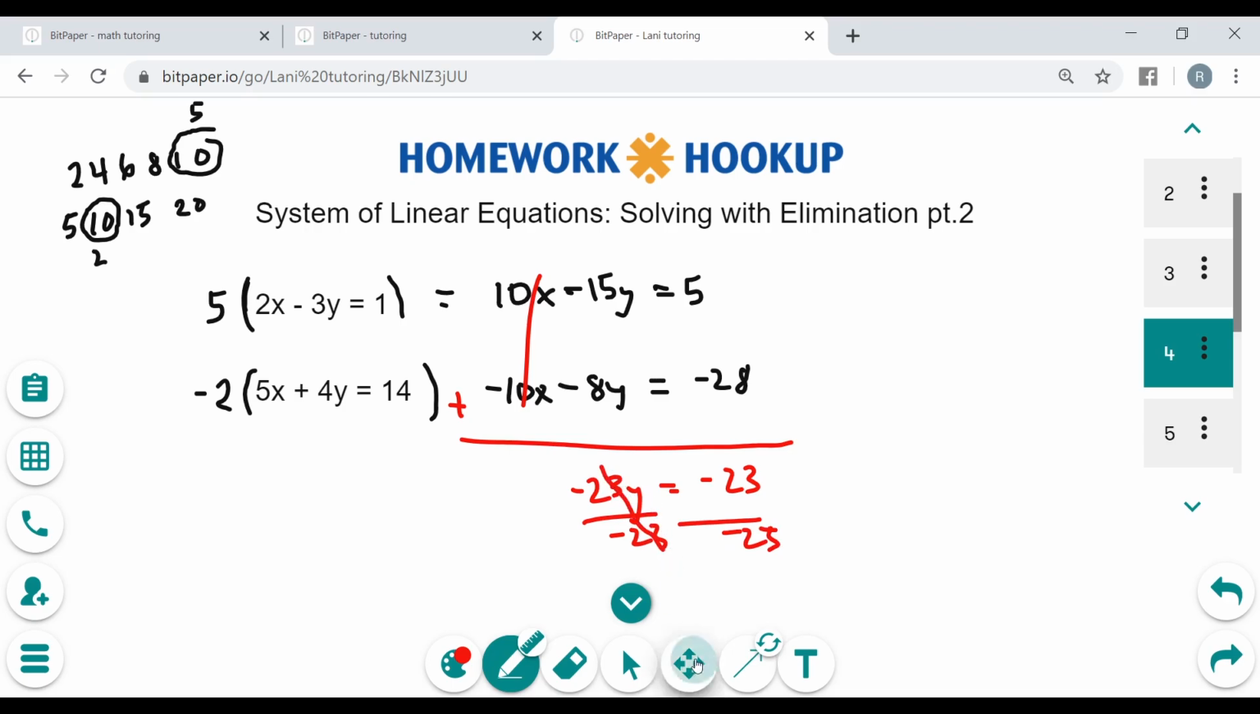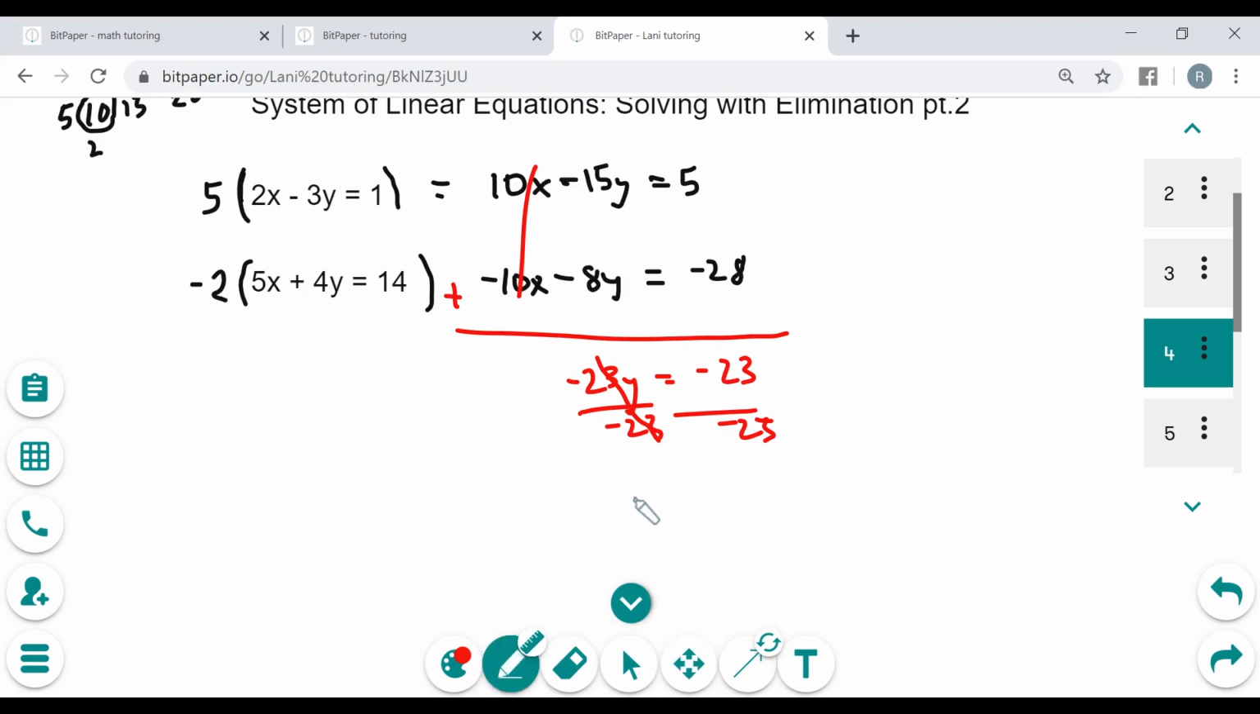this is going to cancel here. Let me give us a little bit of room. So that's going to cancel. The negative 23 and the negative 23 here are going to cancel. And basically what we're going to get is a positive 1.